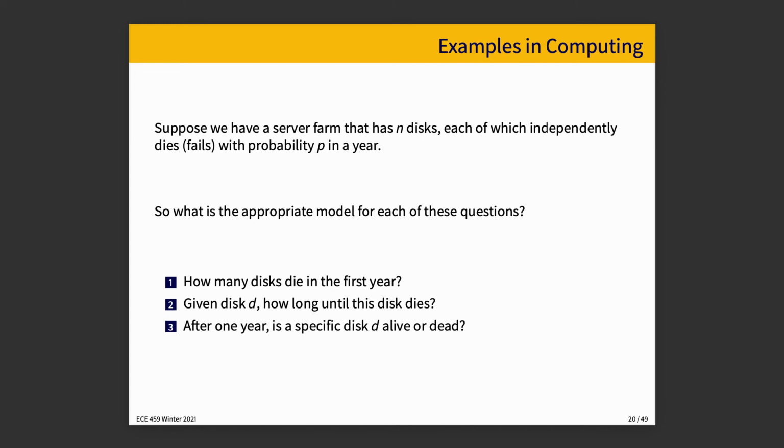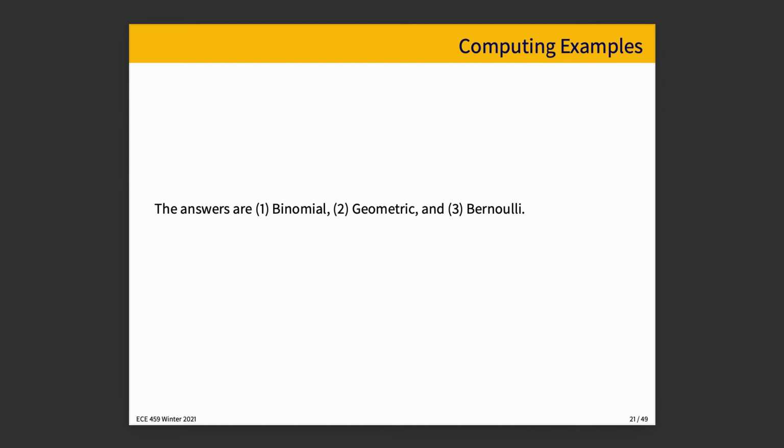All right. So hopefully, looking over the previous slides, you've got an idea of what the correct answer is. But the answers are 1, binomial, 2, geometric, and 3, Bernoulli. Why does this make sense? Well, how many disks die in the first year?